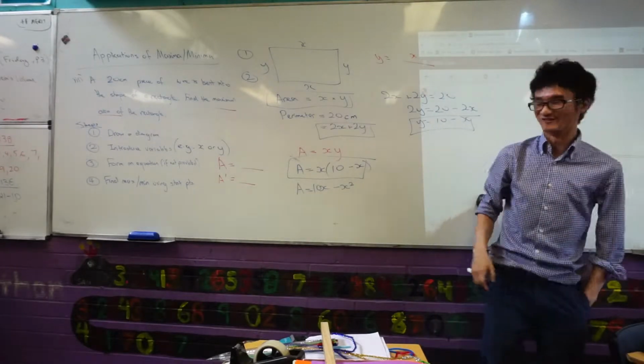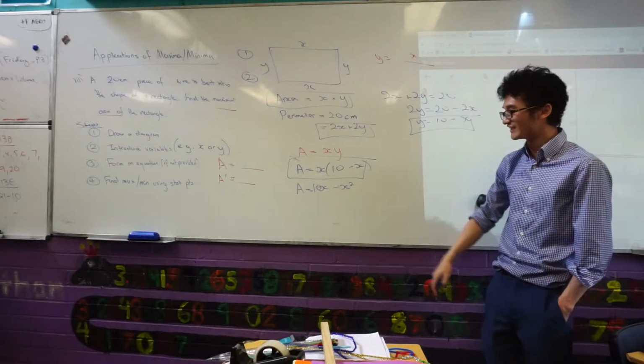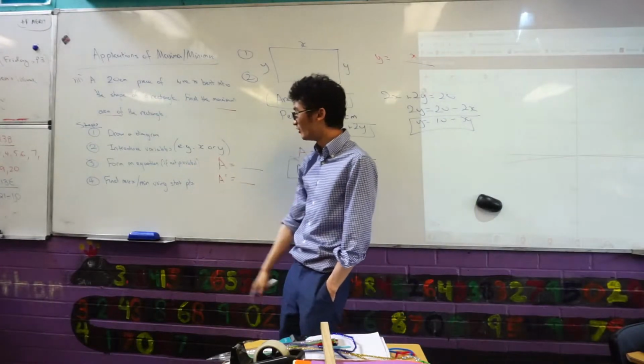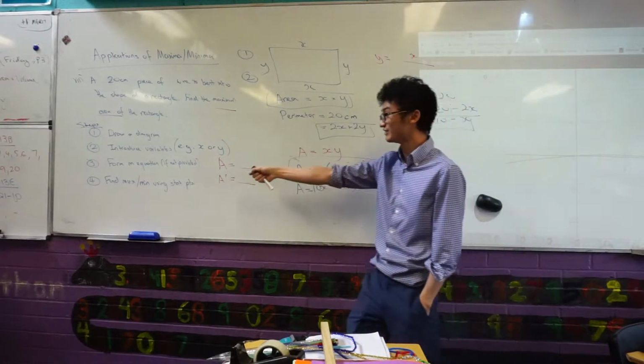I'm just giving you a heads up for what we're looking for. We know this is a parabola, we know it's concave down, but remember, once we form the equation, we want to find the max and min. So, you haven't found the stationary point, A dash.